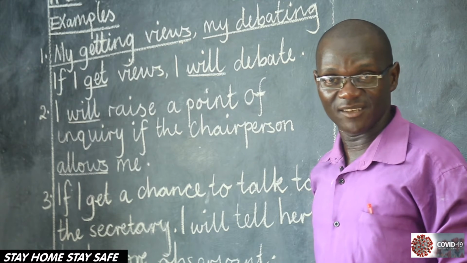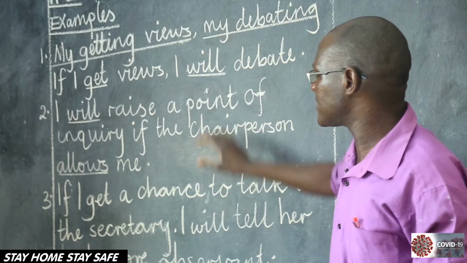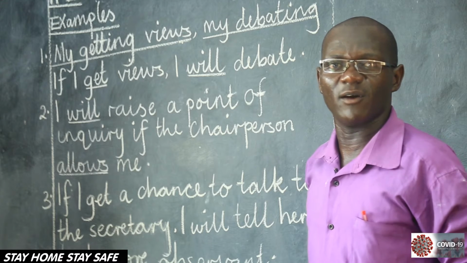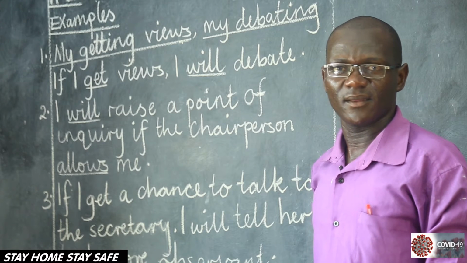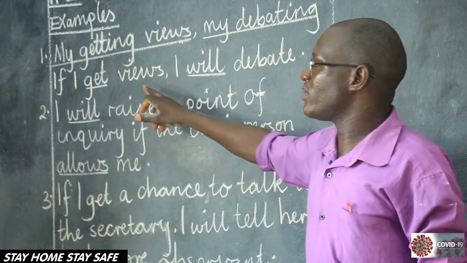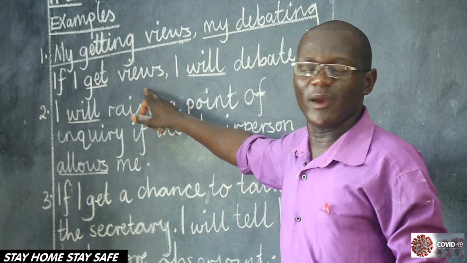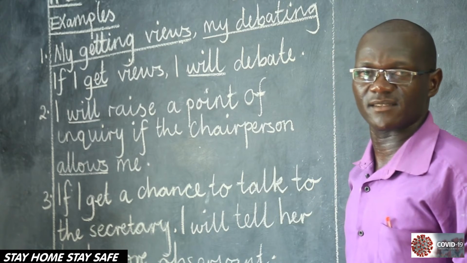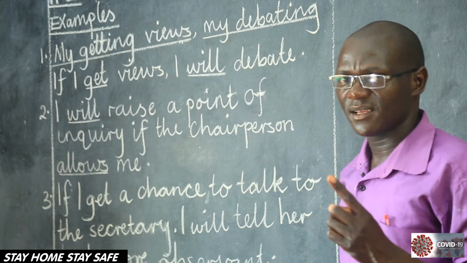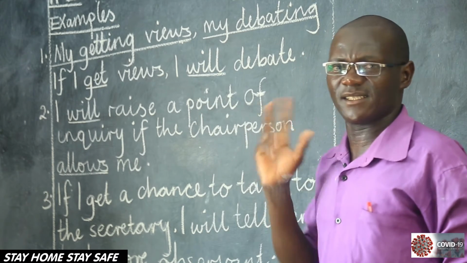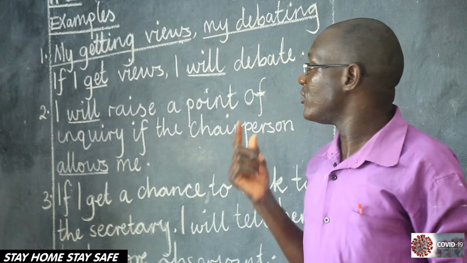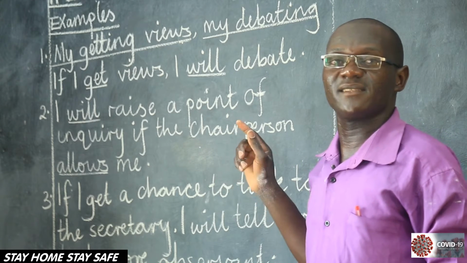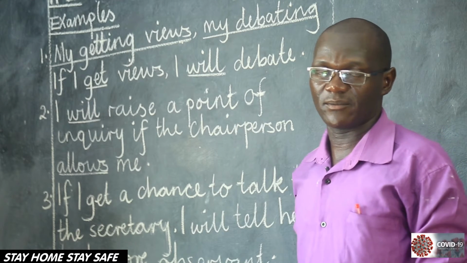My dear boys and girls, can you identify the difference between this and the other one? Number one and number two, try to find out where the difference is. In this sentence, we began with the condition, whereas in the second sentence, we have used the condition at the end of the sentence. That means when you observe the two sentences clearly, you will find that in sentence number one, we used a comma, and in sentence number two, we did not use the comma.